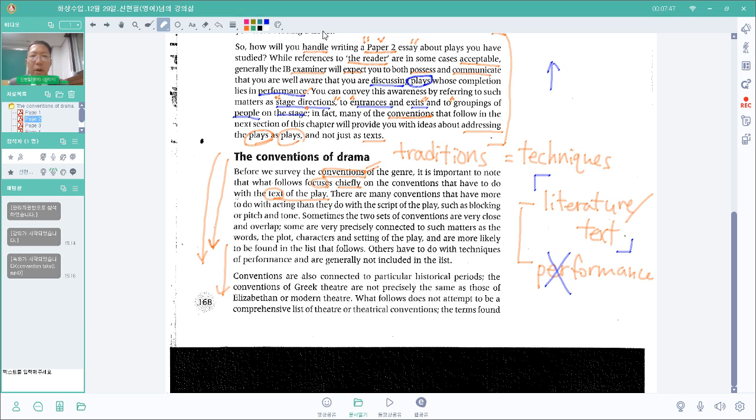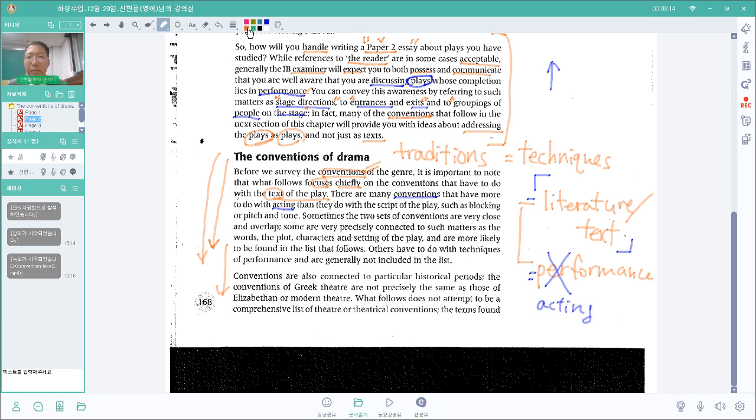Okay? There are many conventions that have more to do with acting than with the script of the play, such as blocking or pitch and tone. So there are two types of conventions, literary conventions and performance conventions, and some techniques are more related to performance and acting.